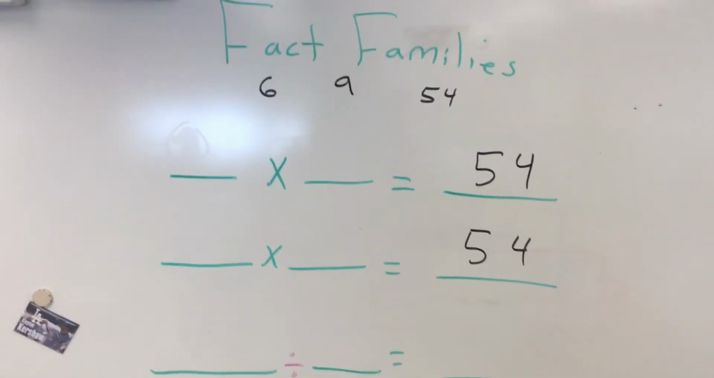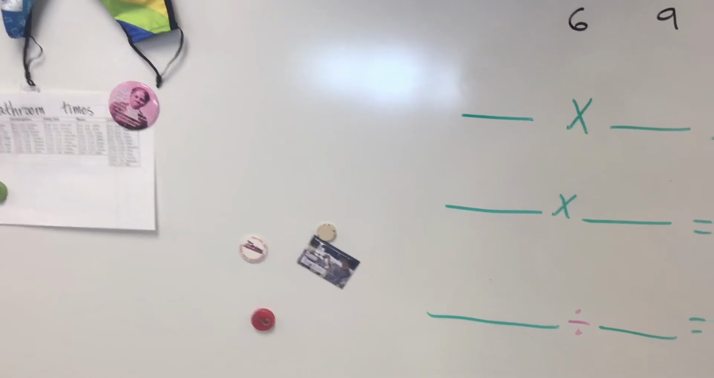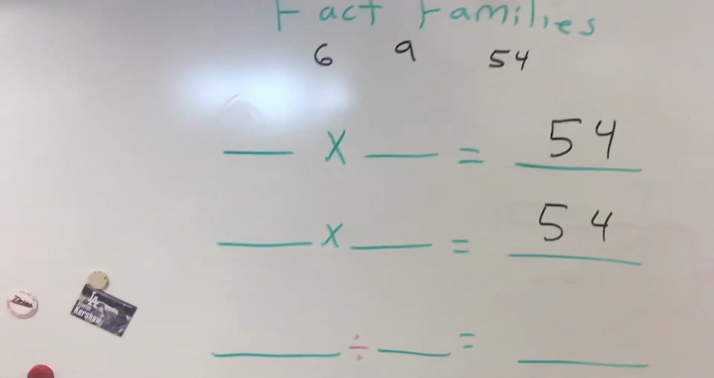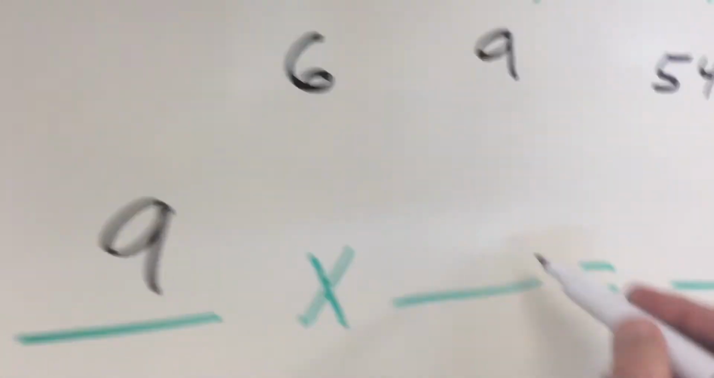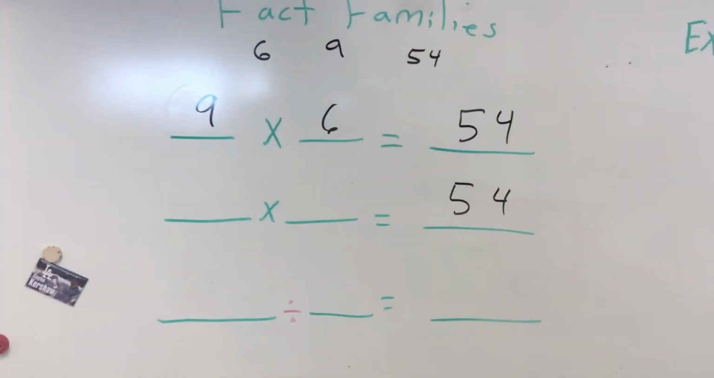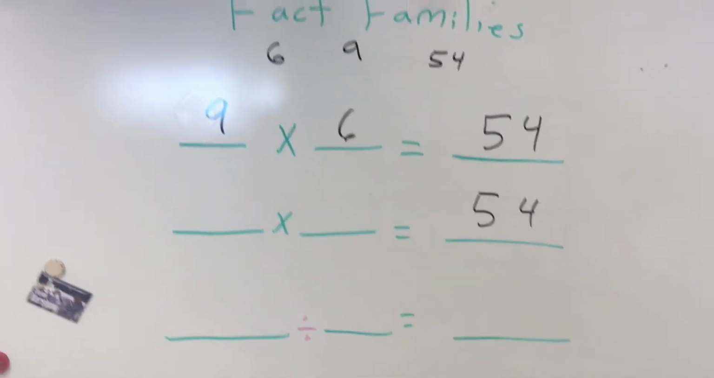Now, what's kind of fun about these is that I have two numbers left. So one of the numbers is going to go there, and one of the numbers is going to go there. And it doesn't really matter if I put 9 and 6 there, that's 54. Okay, and it is. It's not just that those numbers are there.